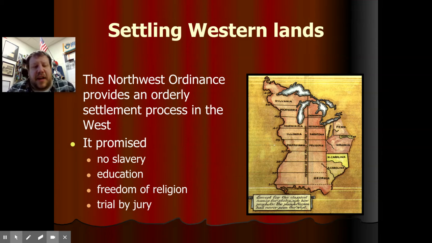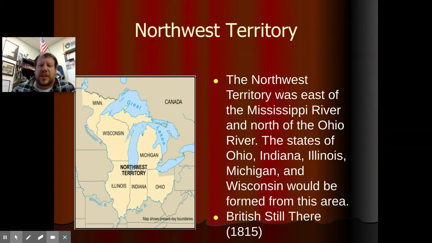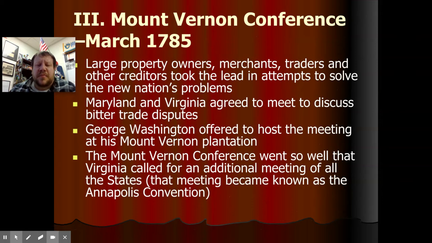You said we had to have a trial by jury. It said there was no slavery in the Northwest Territory. So, it kind of set that part up and did a good job doing that. Here's the Northwest Territory, including our little state of Wisconsin here, right? All that kind of stuff. Now, while it did that good thing, some people didn't like it, okay?